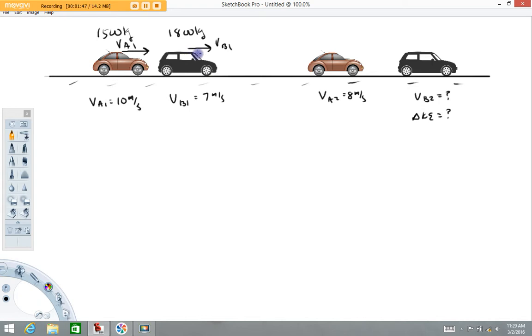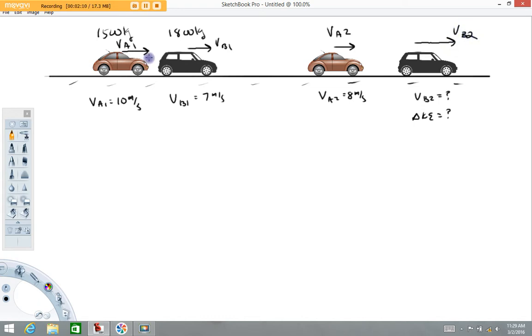All right. Then you draw a picture of what the system looks like after the impact. So after the impact, car A here has a new velocity vector. I'm going to call that VA2, for velocity of car A, picture 2. And car B here has a new velocity vector. I'm going to call that VB2, velocity of car B, picture 2.